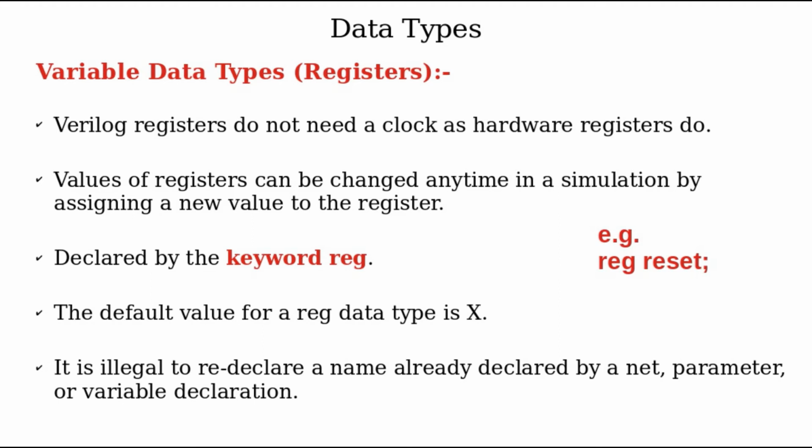Verilog HDL register data types do not need a clock to operate. The value of register variables can be changed at any time with a new value by assignment. It is declared by the keyword reg as shown in the example. We have declared reset as a variable of reg type. The default value for a reg data type is x. Similarly, when an identifier is declared as a reg data type, then it is illegal to redeclare the same identifier as a net, parameter or a variable declaration.